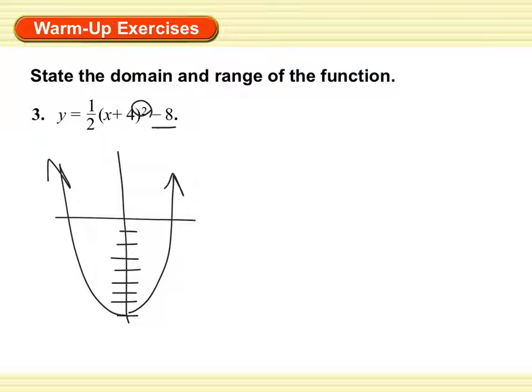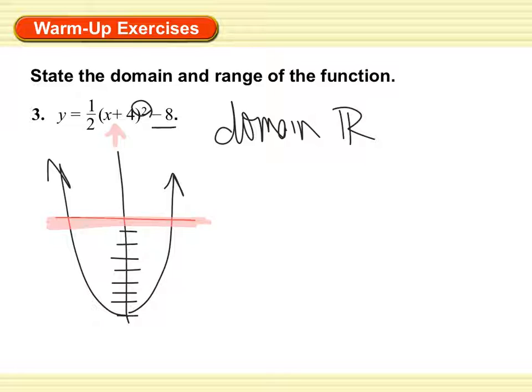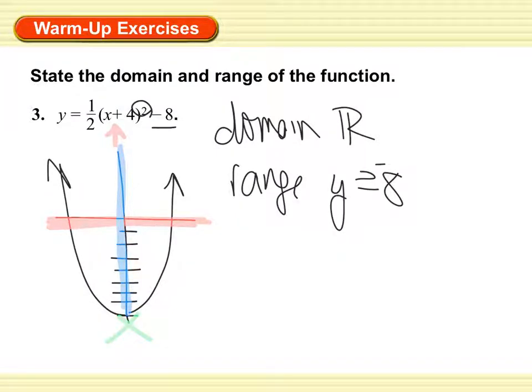So my domain, again, is going to be all real numbers. Every single x value on the number line is allowed to get plugged into this equation. Now my range, hopefully you get the hang of this one because we just did one like this, but it was a sad parabola. My range, my y values that are output, is going to be y values greater than or equal to -8, sorry, because we went down.